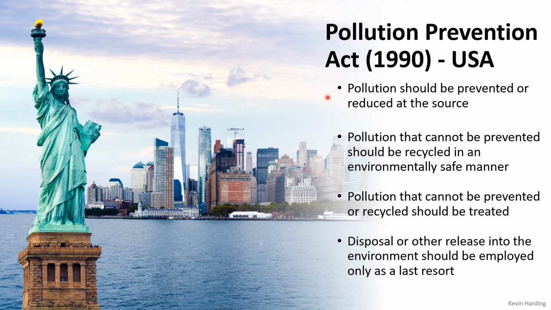We know that pollution is very difficult to get rid of completely, but the pollution that cannot be prevented should be recycled. And all of these things should happen in an environmentally safe manner. I have deleted some of the words "environmentally safe manner", but these apply to everything that we talk about today, not just on this slide. Pollution that cannot be prevented or recycled should be treated, again, in an environmentally safe manner. Disposal or other releases into the environment should be employed only as a last resort.